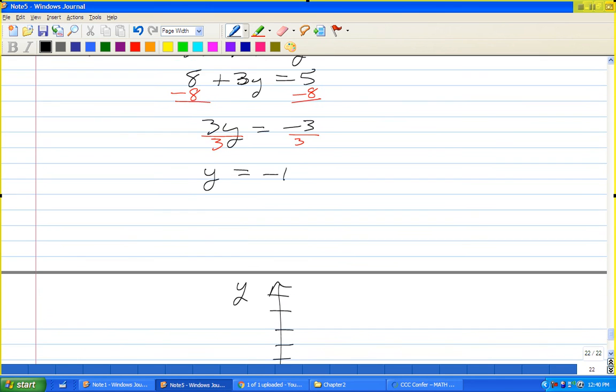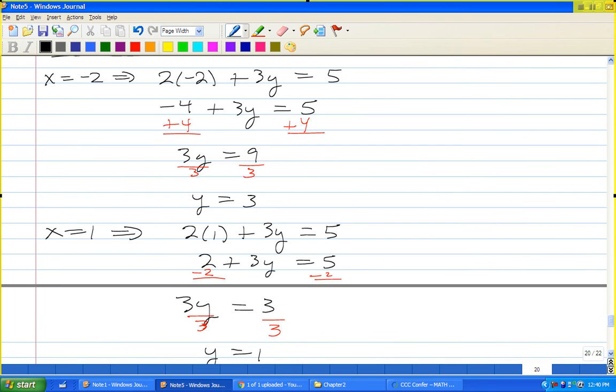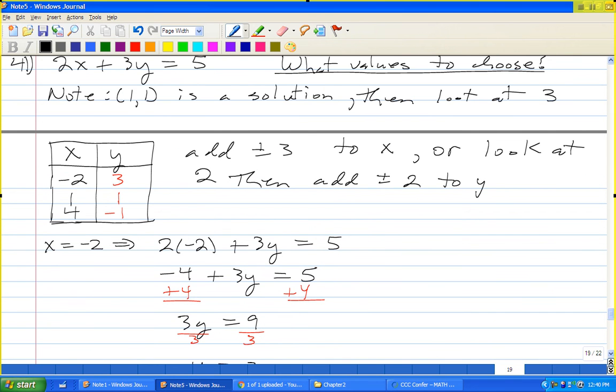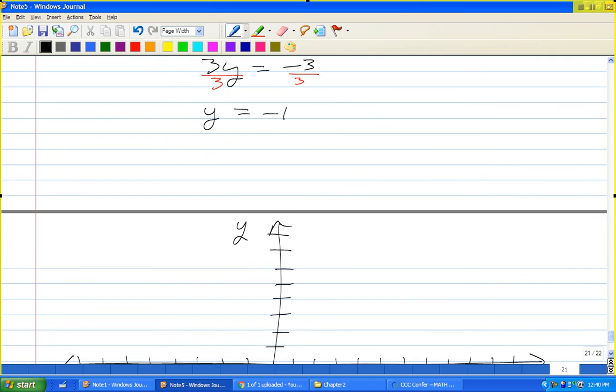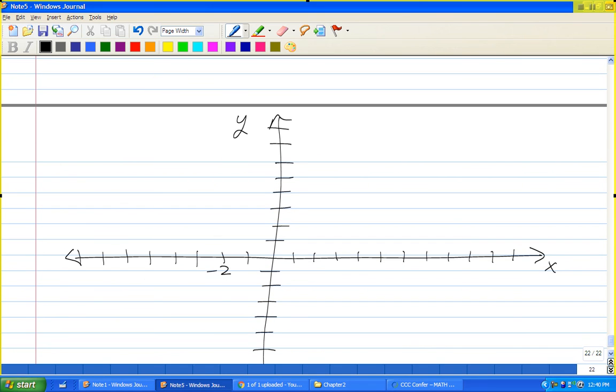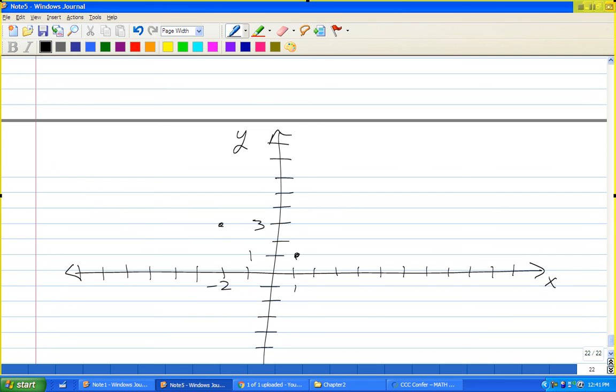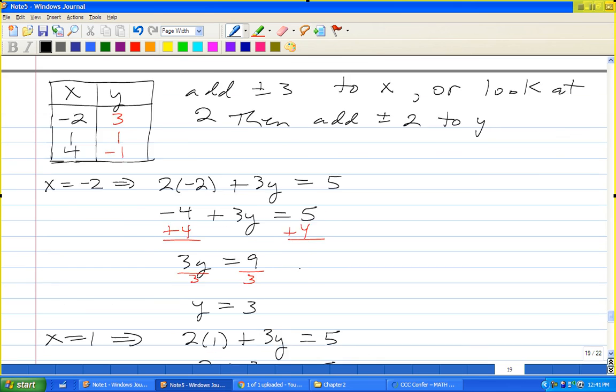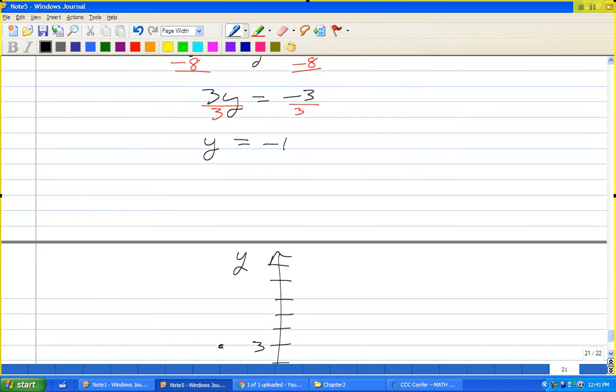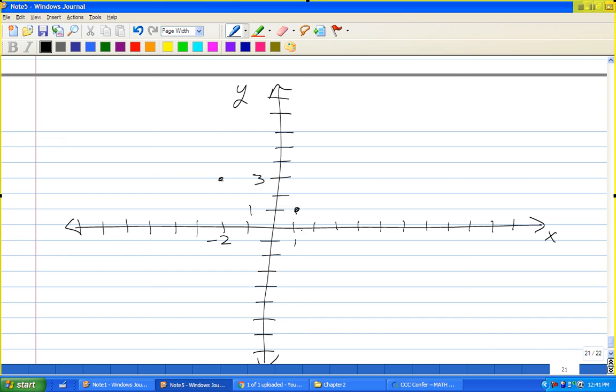Okay, so I'm here at, oh boy, -2, 3, 1, 1. And lastly, 4, -1. Okay, and notice they all nicely go through integer values.